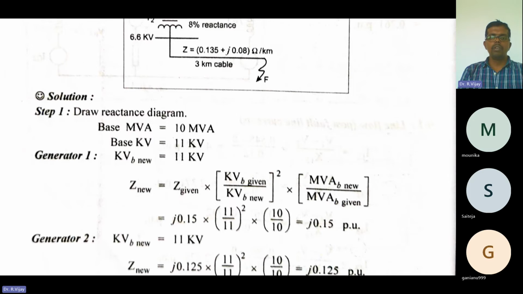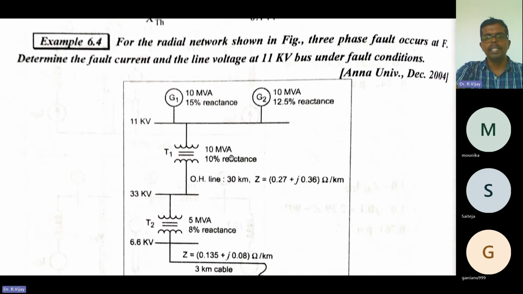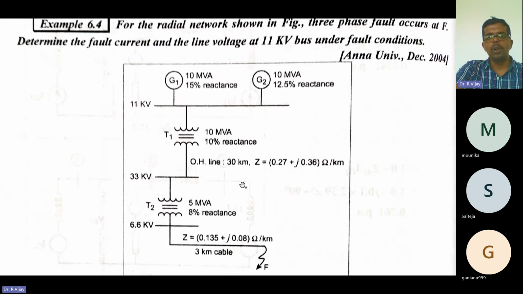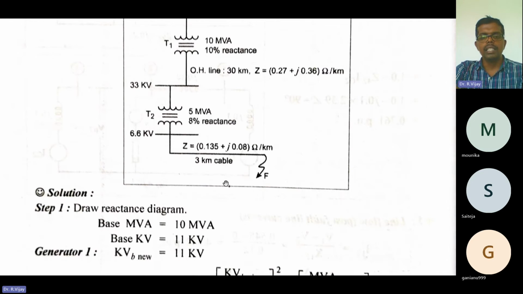So here, before going for the reactance diagram, the base MVA given in the problem is 10 MVA. Why is it 10 MVA? Because the two generators are given with the same base MVA value. So we are taking the base MVA as 10 MVA. Next, the base kilovolt is 11 kilovolt, because here the bus is 11 kilovolt.